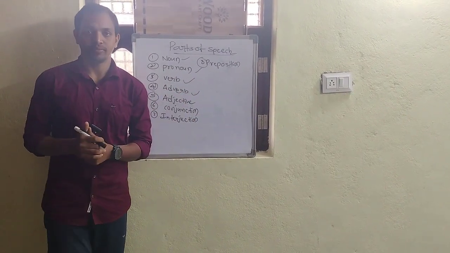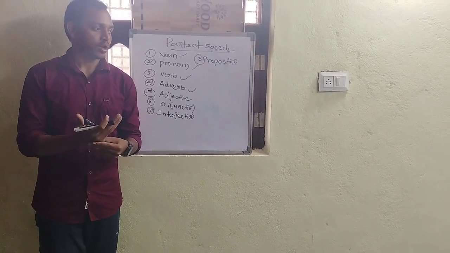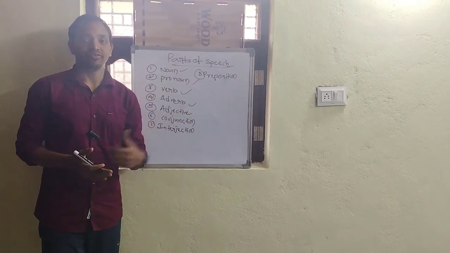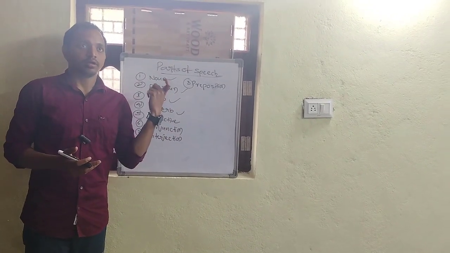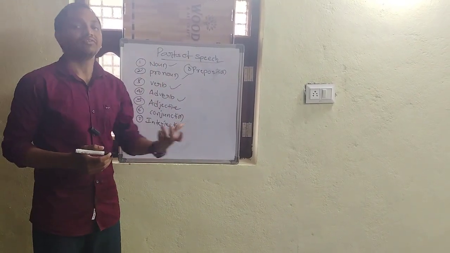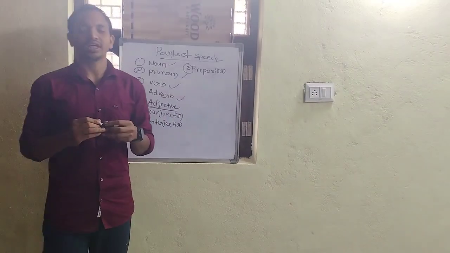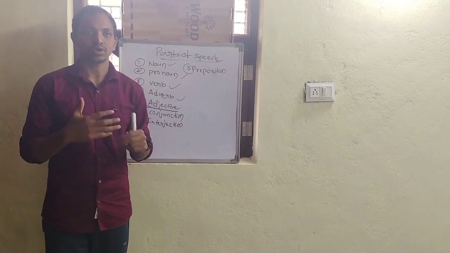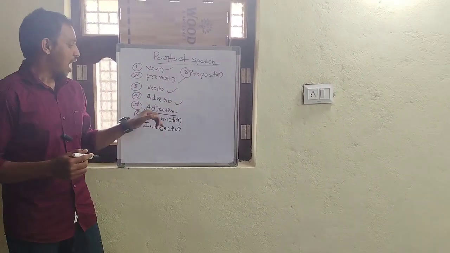Next, an adverb is nothing but a word that modifies a verb, an adjective, or another adverb. For example, Mahesh runs fastly. This word fastly is an adverb. Next, an adjective is nothing but a word that describes a quality, a quantity, a size, a color, or a shape. A word that describes a particular person or thing is called an adjective.